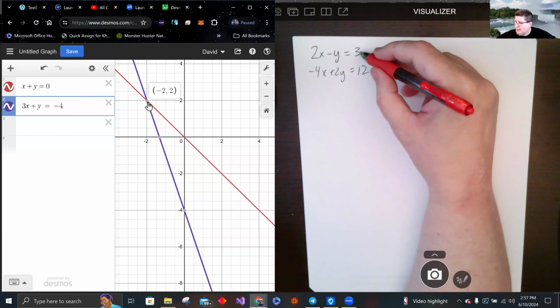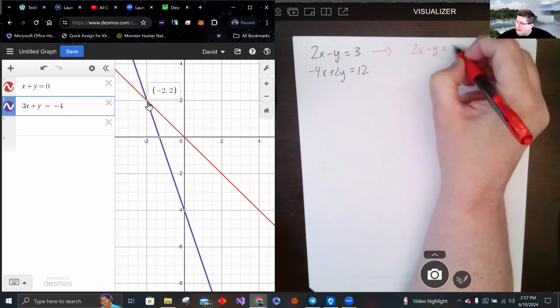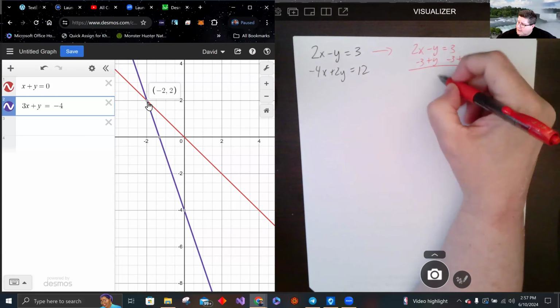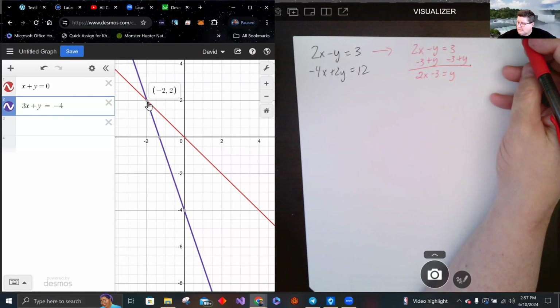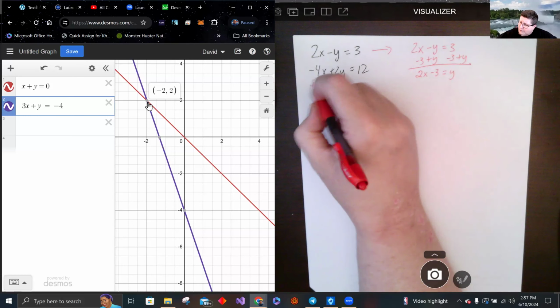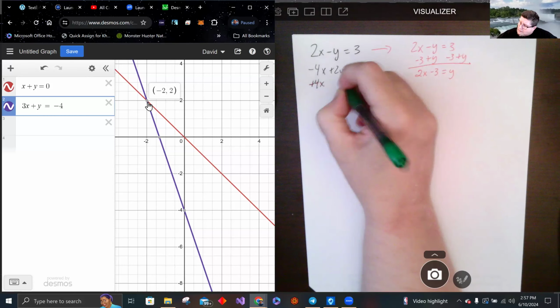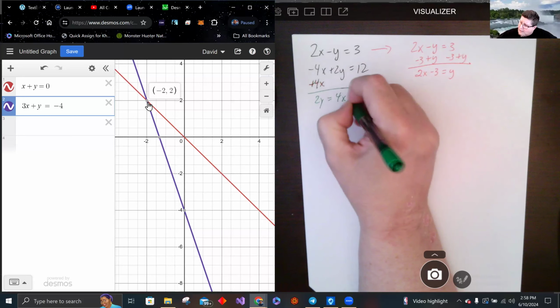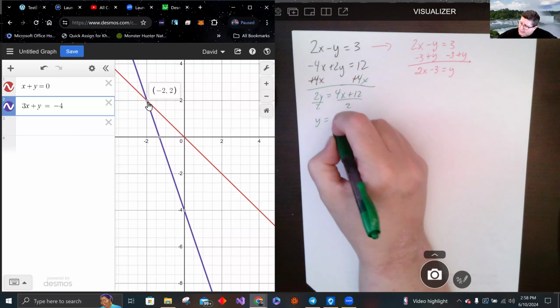Here it's easier to find y. I got 2x minus y equals 3. I will add y to both sides and subtract 3 from both sides. And I get 2x minus 3 equals y. Here I will add 4x to both sides. I'll do this in blue or green. And I get 2y equals 4x plus 12. And I will divide by 2. And I get y equals 2x plus 6.